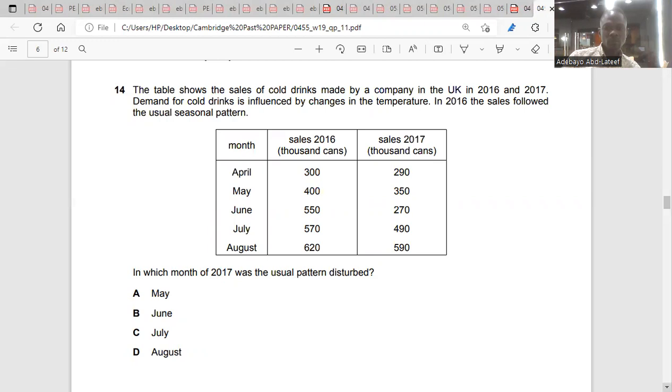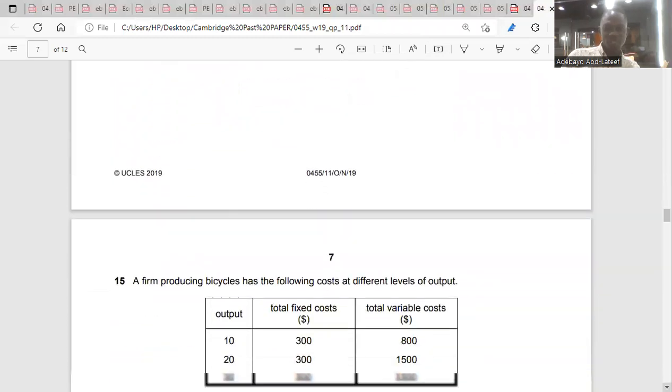Which month of 2017 is disturbed? Like changed. It doesn't go the way it should go. June. Why June? Because the price from April is increasing until August, but in June it's disturbed. B. Number 14B. Great. Go to 15.